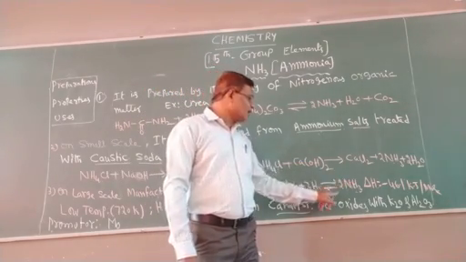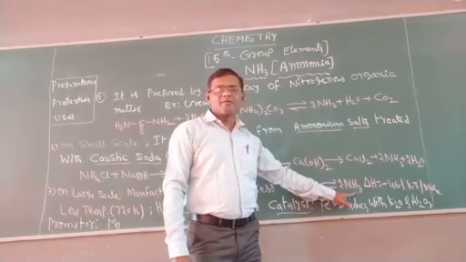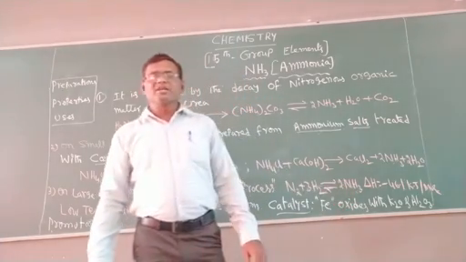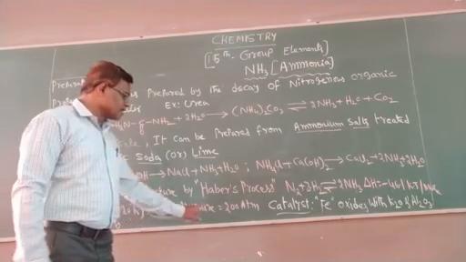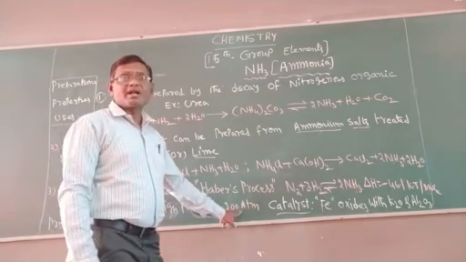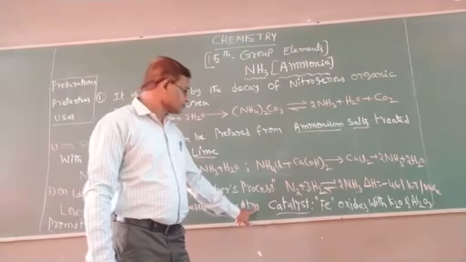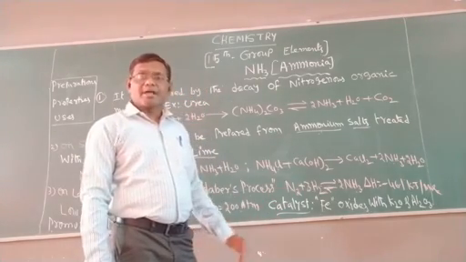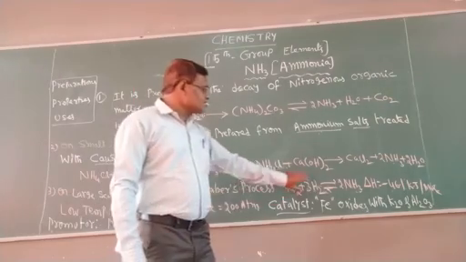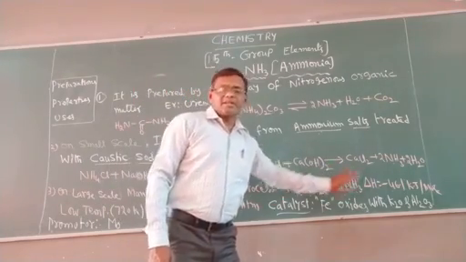Therefore, to give a good yield of ammonia, according to Le Chatelier's principle, which pressure is needed here, children? High pressure. Around how much? 200 atmospheric pressure. Even though low temperature and high pressure are applied, the yield formed is very small.